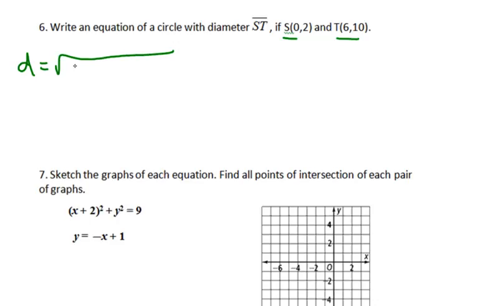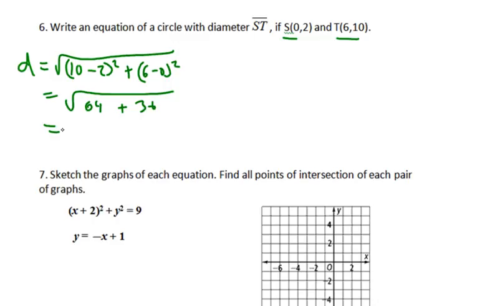So remember, distance formula, we'll do 10 minus 2 squared plus the x's. Well, I guess it doesn't matter which one. I did the y's first, but x's would be 6 minus 0 squared. So that's 8 squared is 64. That's 6 squared is 36. That's 100. The diameter equals 10. So that means that the radius then is equal to 5.